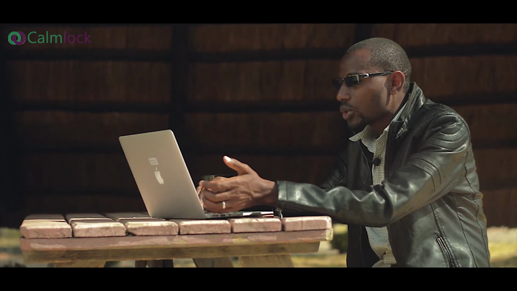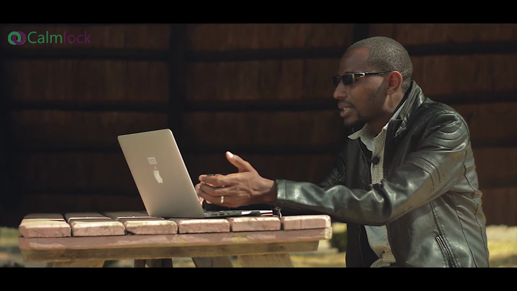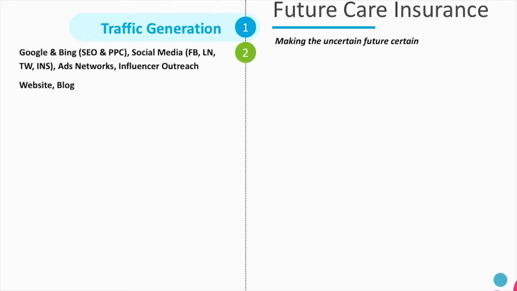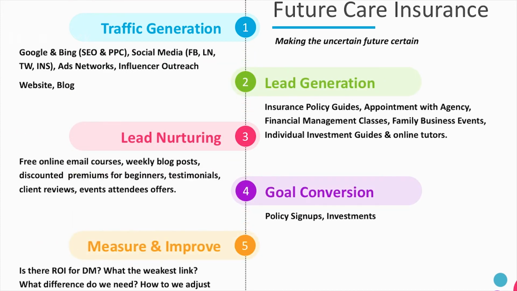So how can this be used by an insurance company? I've named my example insurance company Future Care Insurance, and in our insurance company we are going to be selling different policies and investment products. So how do we generate traffic? We are going to use Google. Anybody who searches for funeral policy or life cover, or one of these words, we're going to show our ads there. And we're also going to use social media, Facebook, Instagram, and different social media platforms.